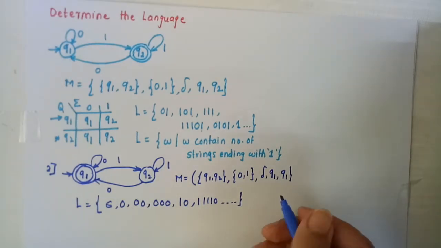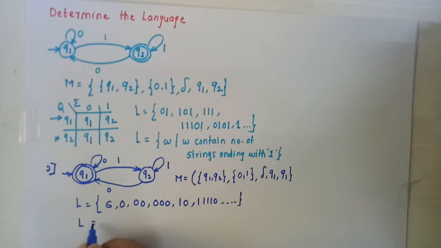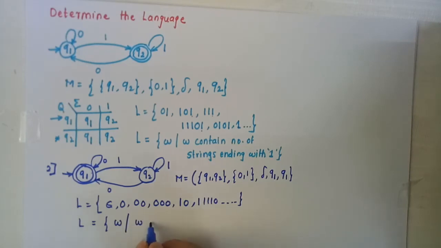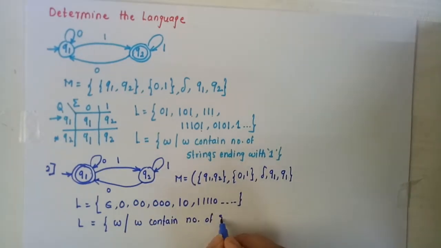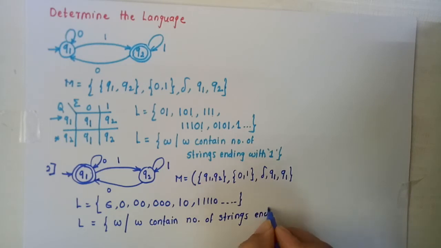So language L is equal to, we can consider, w such that w contains strings ending with 0. Okay, it is complete.